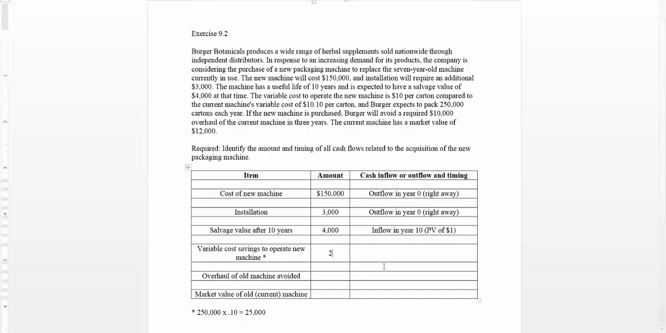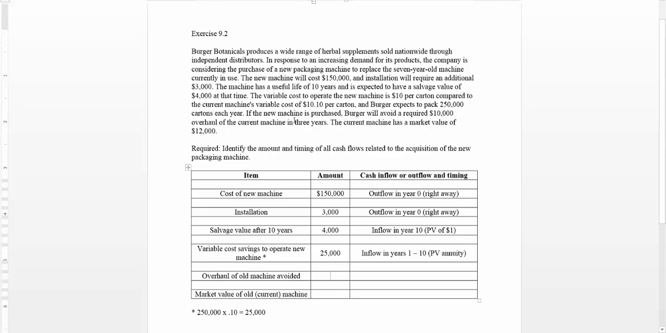So up here we're going to put 25,000. And remember what we said about cost savings, that counts as an inflow. So this is going to be an inflow and it's going to happen every year. So inflow in years 1 through 10, that's going to require the present value of an annuity concept. Remember, an annuity, equal payments, equally spaced in time. So we'll have that inflow every year for 10 years.